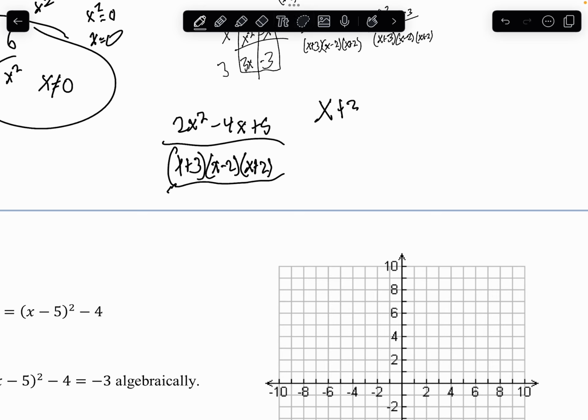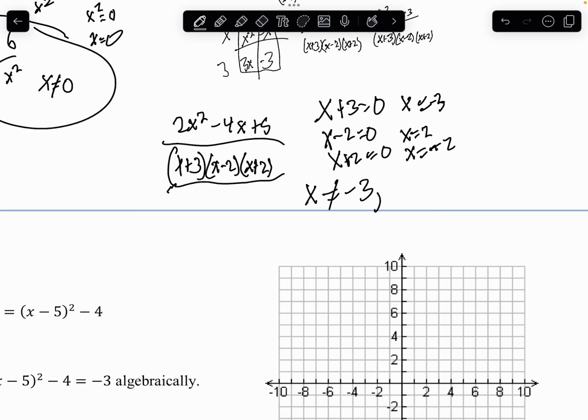x plus 3 equals 0. x minus 2 equals 0. x plus 2 equals 0. x equals negative 3. x equals 2. x equals negative 2. So x cannot equal negative 3, 2, and negative 2.